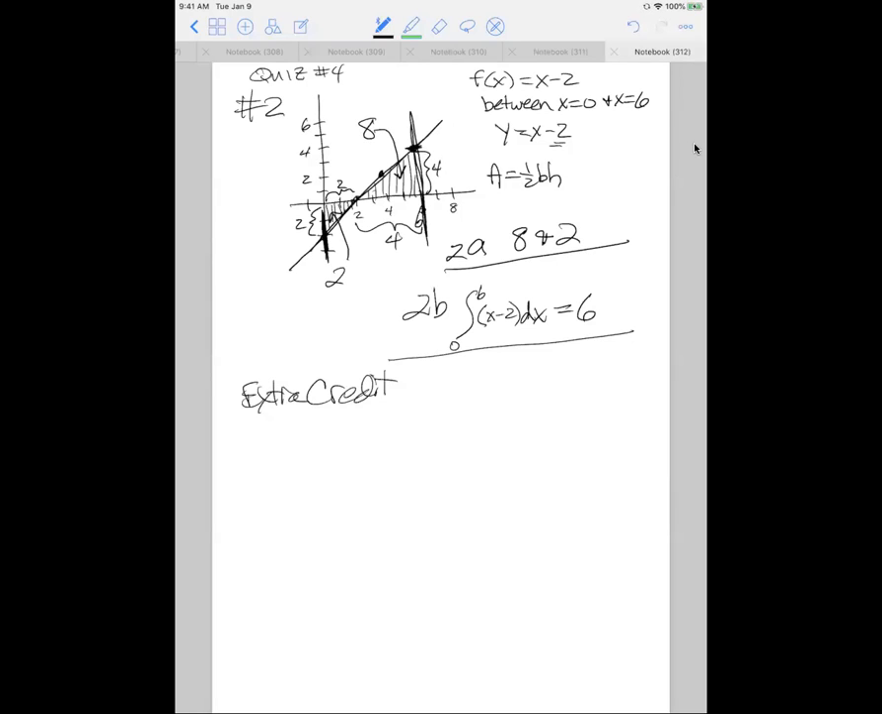Okay, the extra credit question was: use the fundamental theorem of calculus to show, and we know what the answer is going to be on this, it equals 6, but let's do the math and verify that that's true. The fundamental theorem of calculus says if we take the integral from a to b of f dx, we find the antiderivative, plug in b, and then plug in a and subtract. That is the answer for the area under that curve.